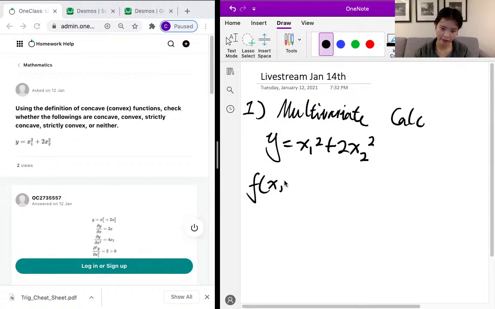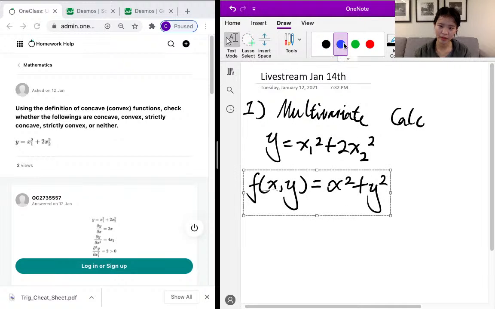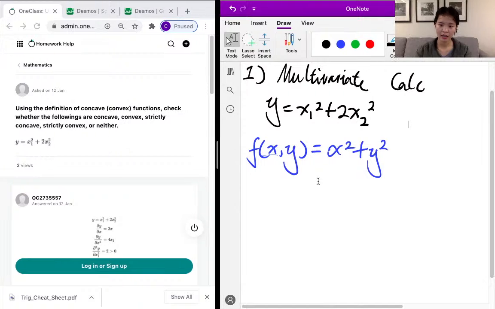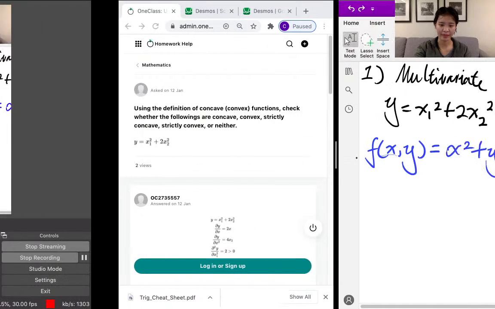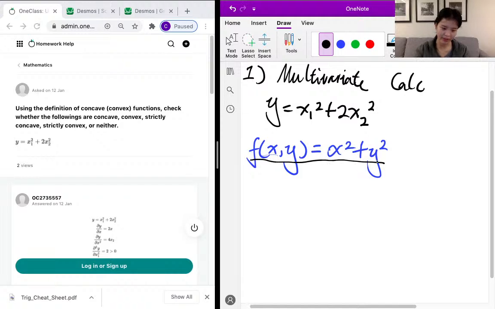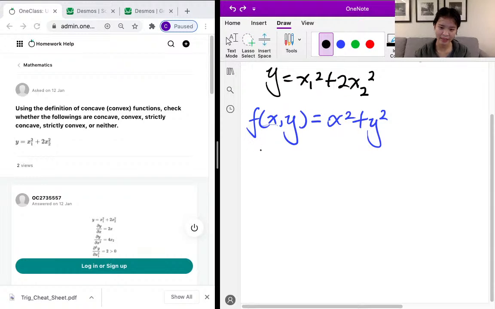Let's write it in the form of how you normally see those kinds of functions, which is f of x and y. When you first see the function y equals x1 squared plus 2x2 squared, you might be a little confused, because usually multivariate functions are written in this form versus the form that was written in the question. Sometimes people doing physics write them in this form, so it's seen more often in scientific fields, versus here the form is seen more often in the field of mathematics. So I'll do this question using the form f of x and y equals x squared plus y squared, because this is how you do it easily in my opinion.